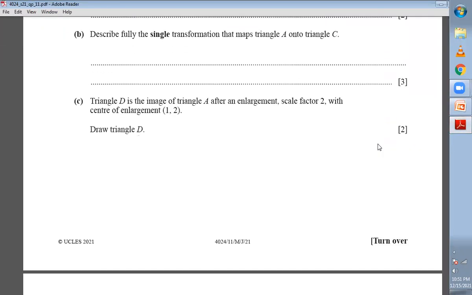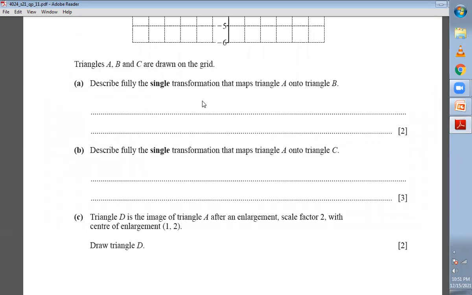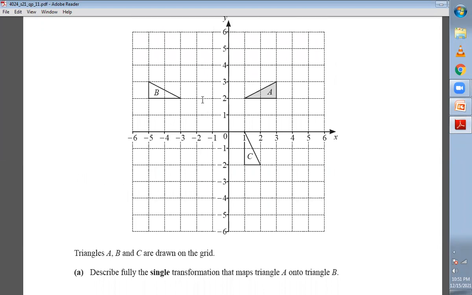The C part, he says the triangle D is the image of the triangle A after an enlargement. So they're talking about enlargement. Scale factor 2 with the center of enlargement 1,2. Okay, so scale factor is 2 and the center of enlargement is 1,2. So what you will do, you have to enlarge this figure. So I will join this point with this center of enlargement 1,2. So I will prolong it.